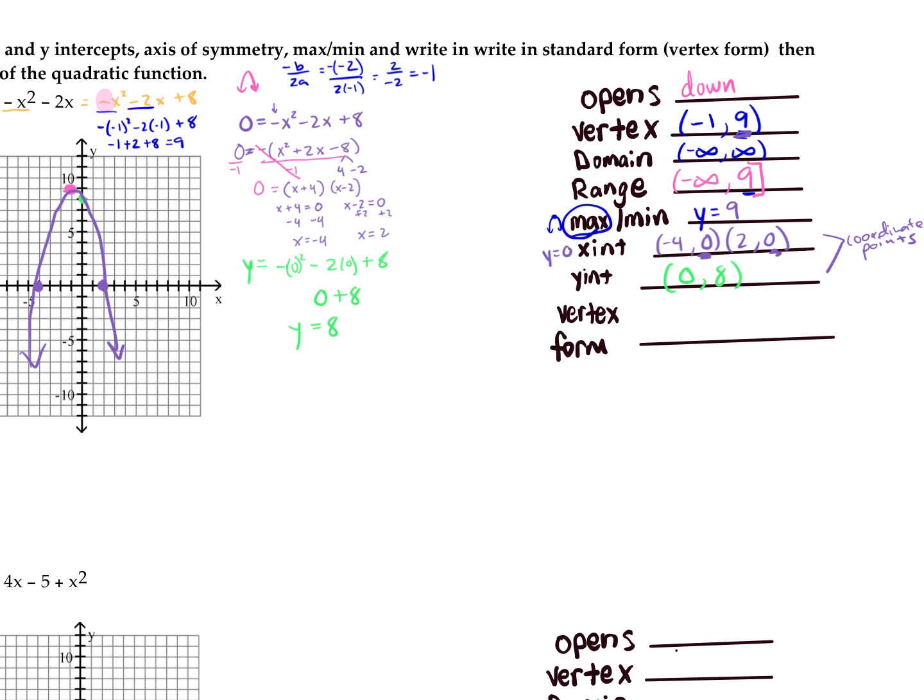Last thing we want to do is put it in vertex form. So vertex form is y equals a times x minus h squared plus k. I'm going to plug in my a, my h, and my k. So a comes from the leading coefficient, in front of the x squared, so that would be negative 1, or here we could just say negative. So we have x minus h, so minus negative 1 becomes a plus 1 squared, and then plus k would be plus 9. So that is our vertex form.